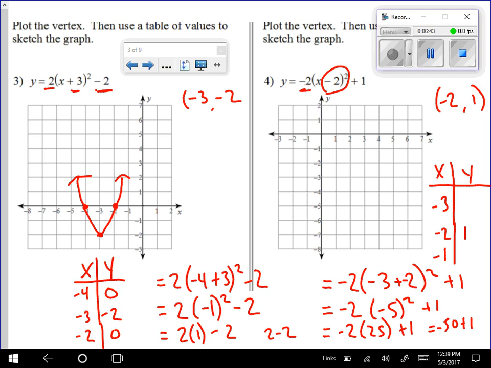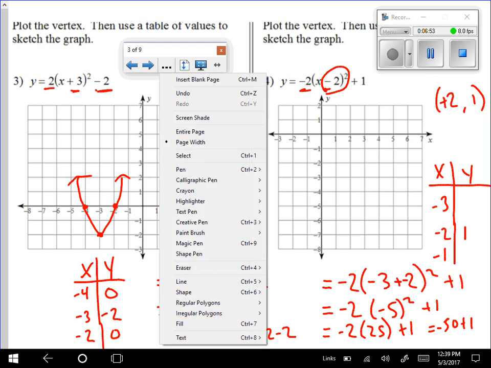Alright, I know what I did wrong. Okay, since this is negative in here, this is how it should be. This should actually be a positive 2. So I'm going to go back and erase. Kind of made a big mistake there.